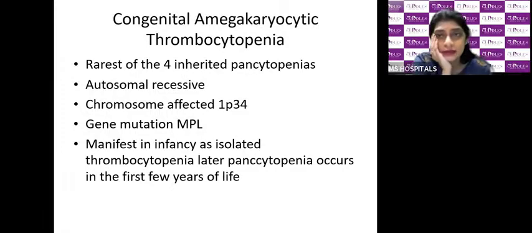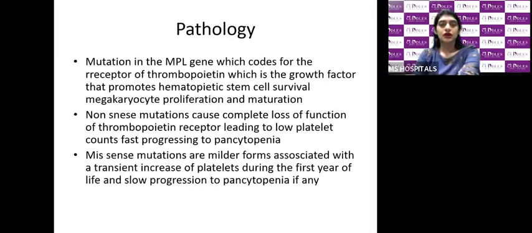Next up is congenital amegakaryocytic thrombocytopenia. It is the rarest of the 4 inherited pancytopenias. It is an autosomal recessive entity. The chromosome affected is 1p34. Gene mutation involved is MPL. It manifests in infancy as isolated thrombocytopenia. Later, pancytopenia occurs in the first few years of life.